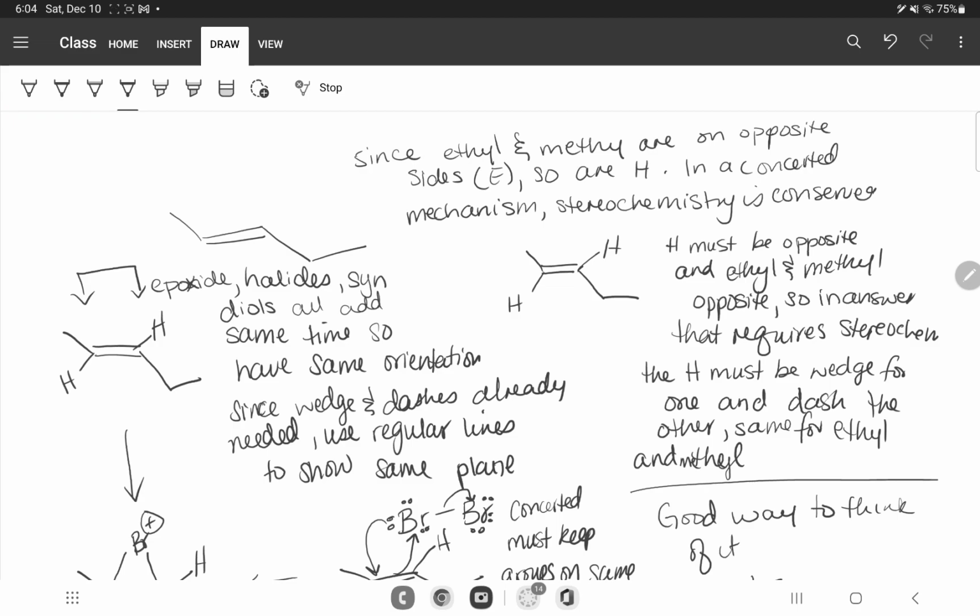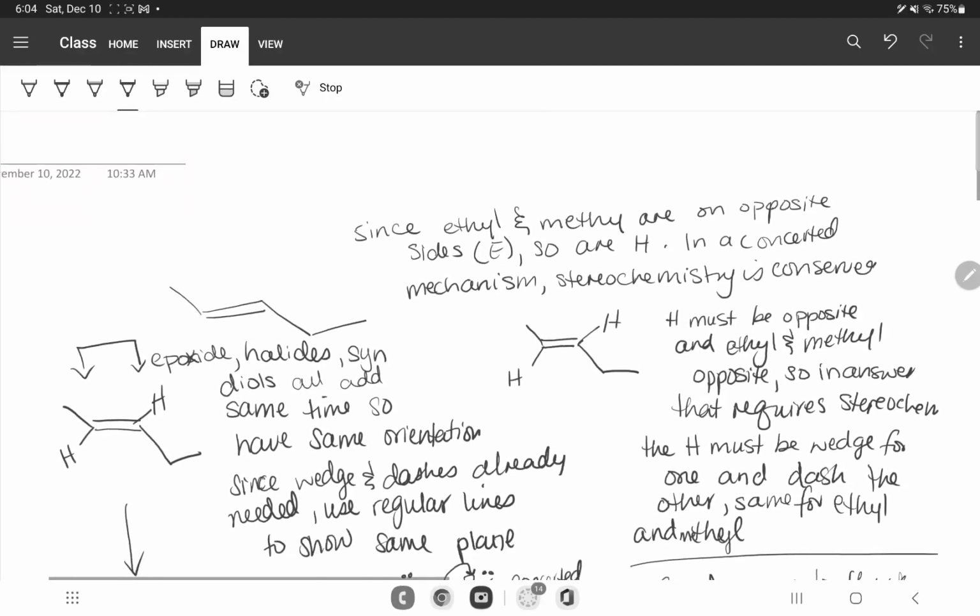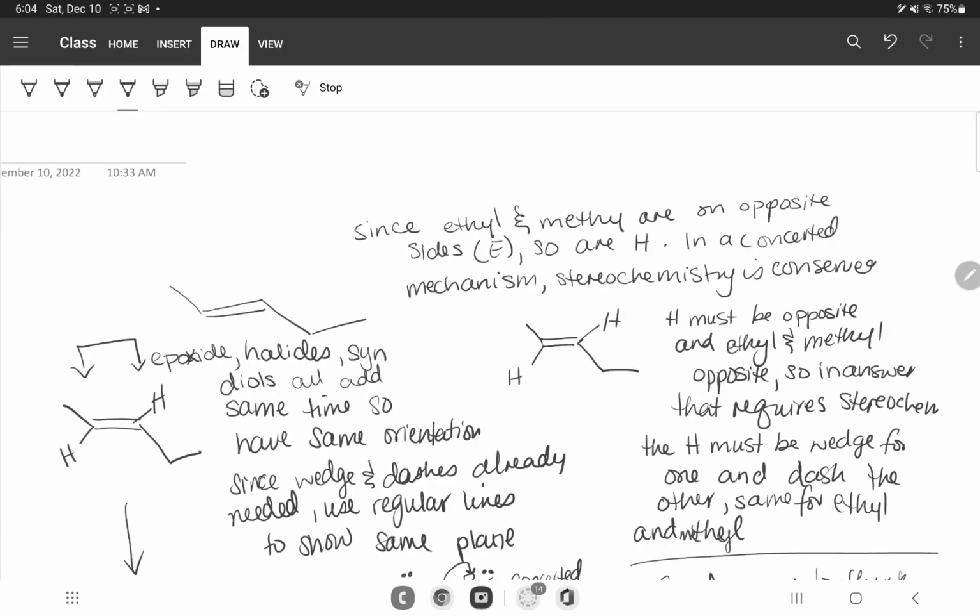So in this problem, you start out with this E alkene, and remember, E alkene means your two highest priority groups are on opposite sides of that double bond. So we see a methyl on one side and an ethyl on the other side. And because they're on opposite sides, when we do a concerted electrophilic addition, your stereochemistry must be conserved. So the methyl and the ethyl have to still remain opposite to each other.